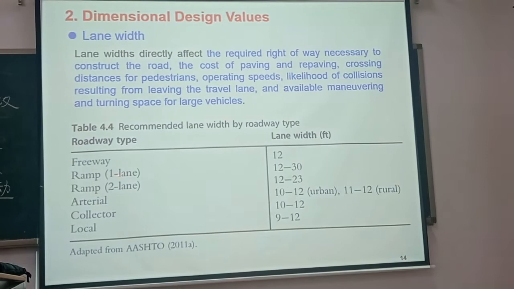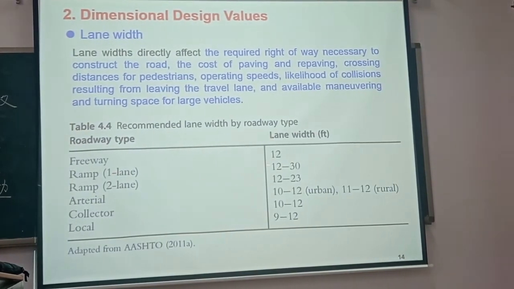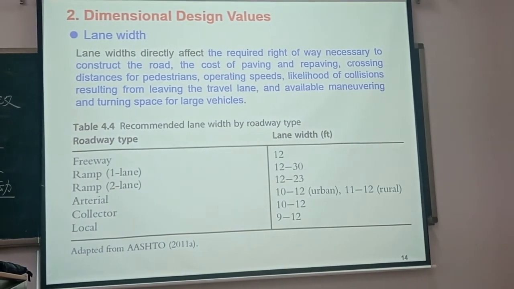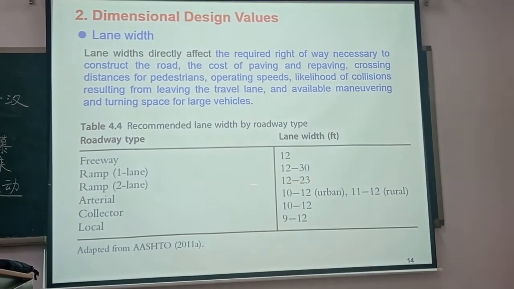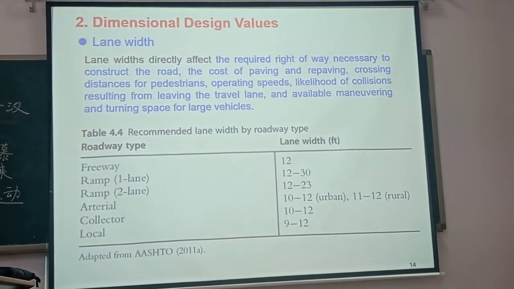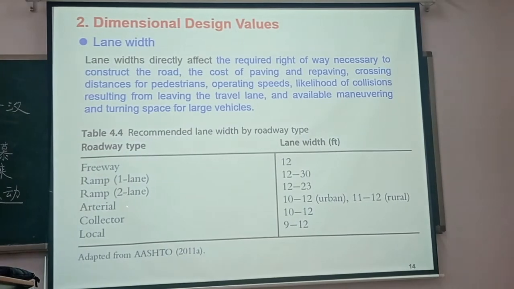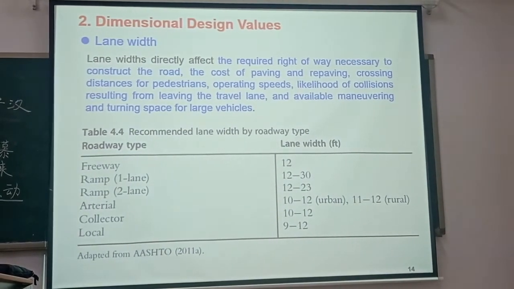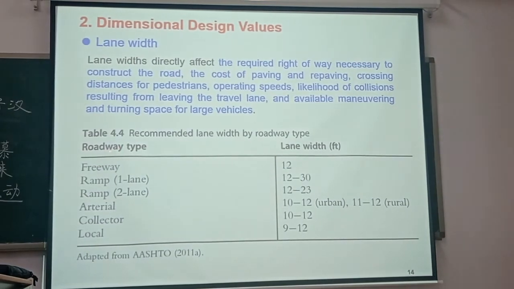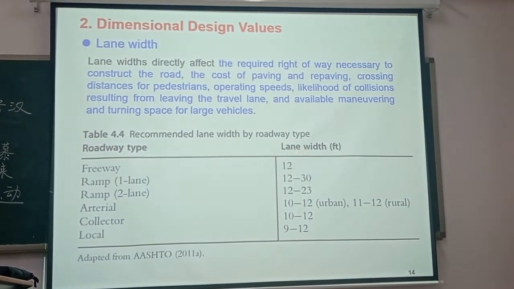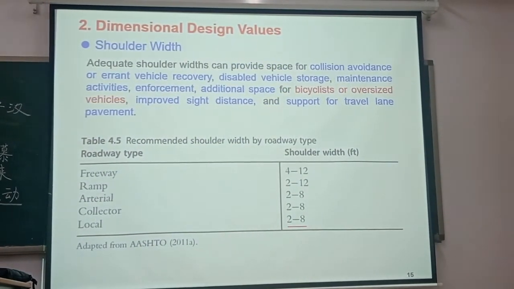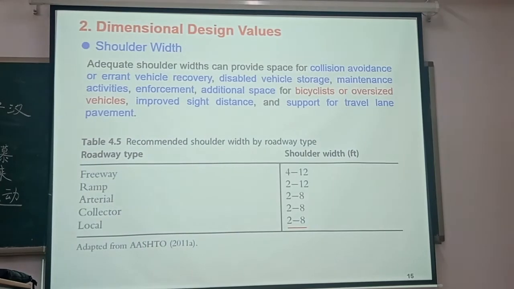For red, one lane is 12 to 30. Two lanes is 12 to 23. From this table, we know that for different types of roadway, the lane values are different. Shoulder values.